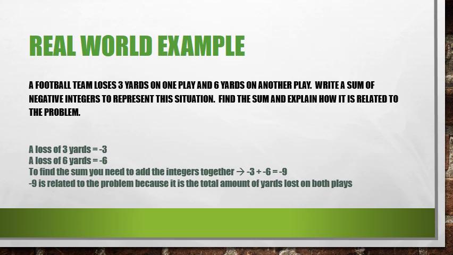So, a loss of 3 yards would be negative 3, and a loss of 6 yards would be negative 6. And to find the sum, you need to add the integers together. So negative 3 plus negative 6 would be negative 9. And negative 9 is related to the problem because it's the total amount of yards lost on both plays.